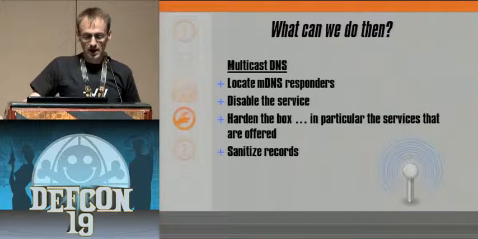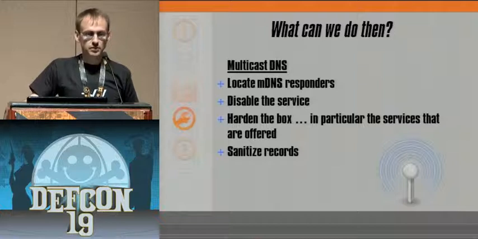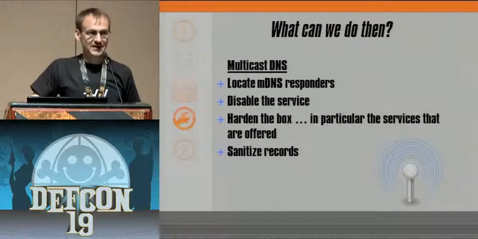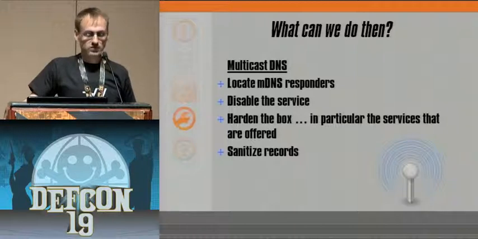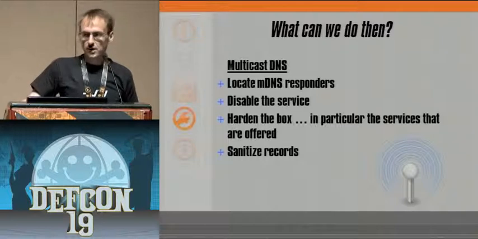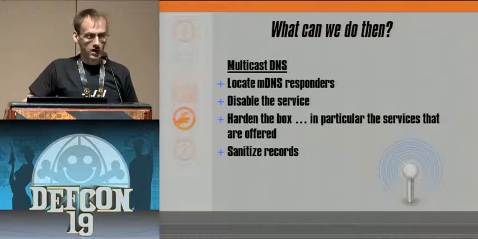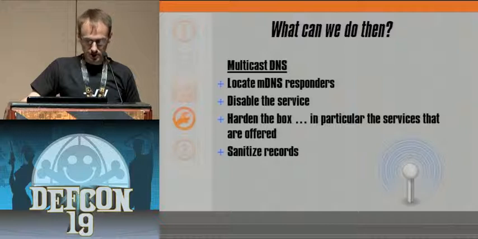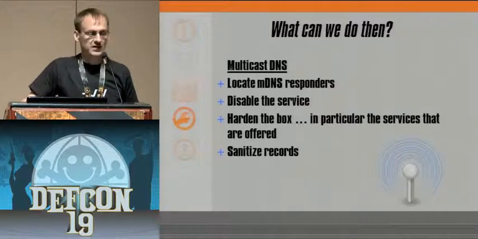And now as far as multicast DNS is concerned, the first one was basically to deal with people listening out there on the network. But how do you deal with people who are advertising? I think it's important to take the tools that I've developed, because that's what I've been doing, to locate the MDNS responders out there. Disable the service if you can. And if you can't, harden the box, in particular the services that are offered. And make sure, if you can, also sanitize those records.